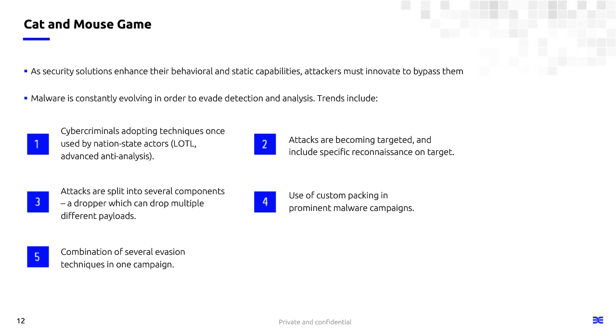The fourth trend that relates to evasion techniques used by malware is that prominent malware campaigns, for example, Emotet, which is the most prominent malware probably of the past year, use custom packing by malware actors in their samples. This means that there is no reliance on known packers, which might be easier to detect.